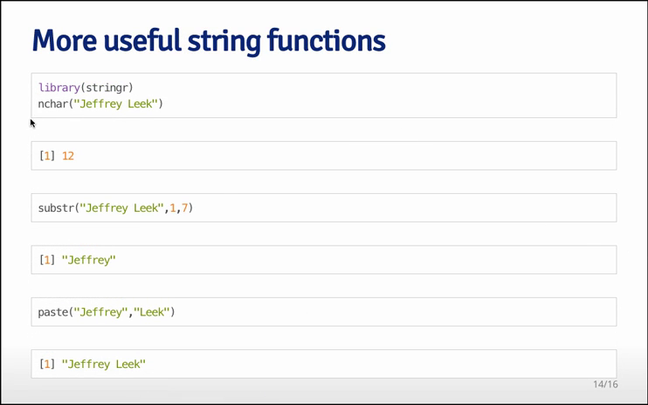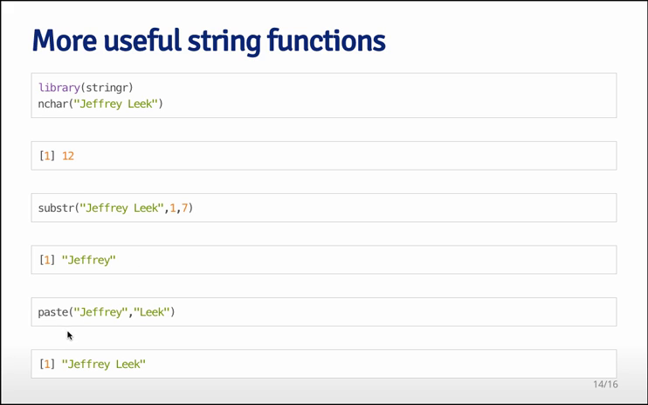A couple of other useful string functions appear both in the stringr package and in the base package. So the nchar will tell you the number of characters that appear in a particular string. So there are 12 characters in my name here. The other thing that you can do is you can take out part of the string. So in this case, I want to take this string and I want to find the 1st through the 7th letters. In that case, that's just my first name.